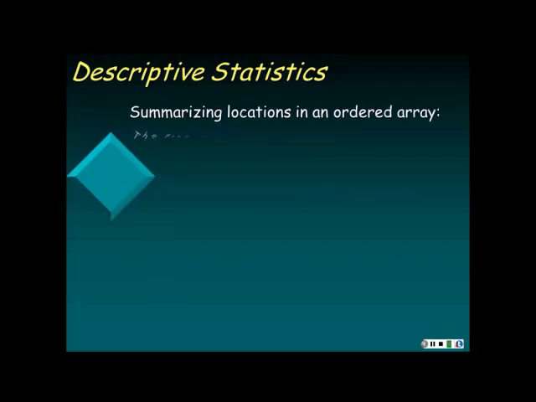Okay, so now we're going to summarize locations in an ordered array. The main thing we're going to use is the 5-number summary and the box plot, which is simply a graph of the 5-number summary.